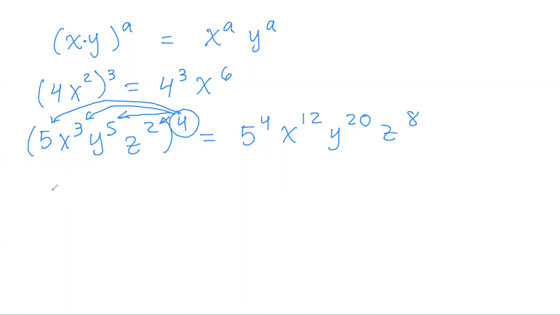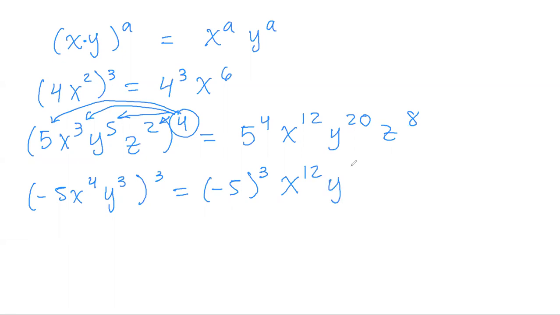Okay, so let's try (-5 x to the 4th, y cubed) cubed. So again, I apply this to everything. So this is going to be -5 cubed, x to the 12th, y to the 9th. And I guess we could simplify this down. We would get -125 x to the 12th and y to the 9th.